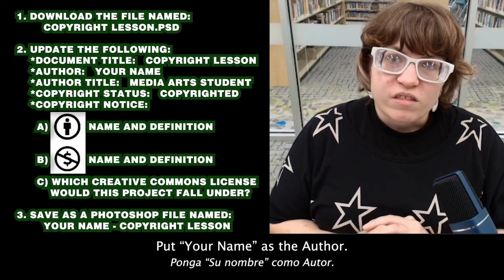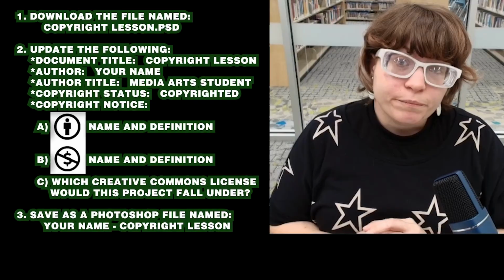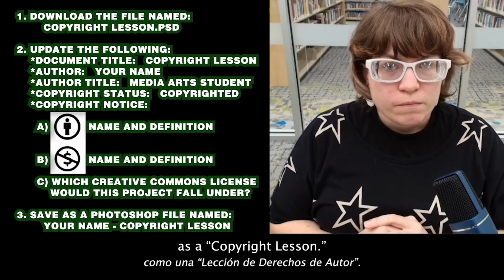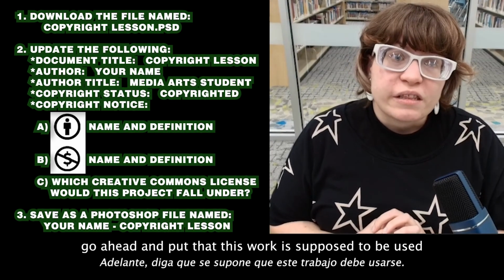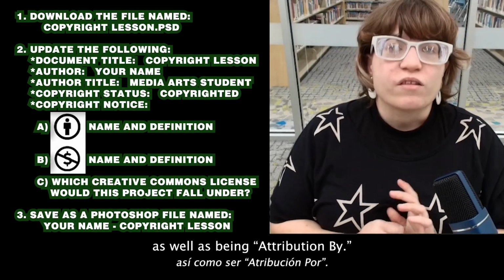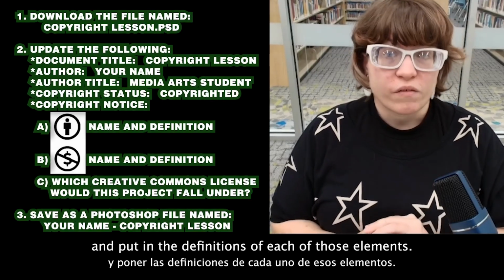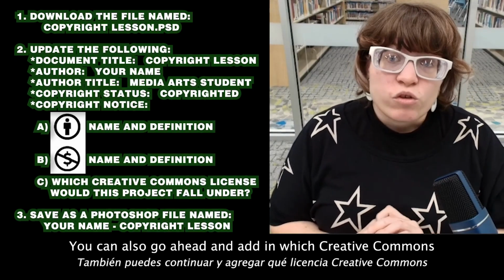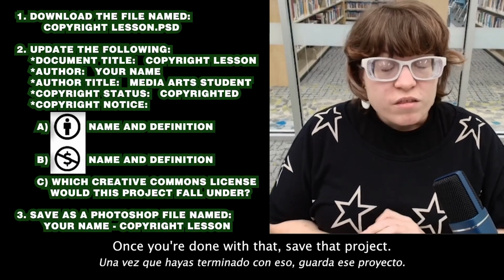Put your name as the author. Put Media Arts Student as the author title. Put the name of the document as Copyright Lesson. Then under the copyright notice, go ahead and put that this work is supposed to be used for non-commercial purposes only, as well as being attribution by. And go ahead and put in the definitions of each of those elements. You can also go ahead and add in which Creative Commons license type these would fall under as well if you would like. Once you're done with that, save that project.